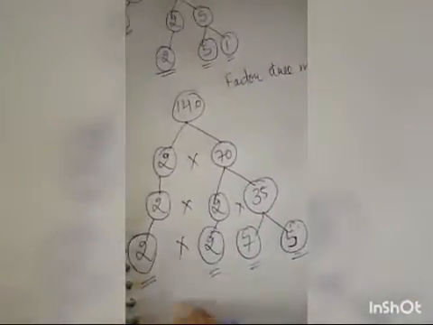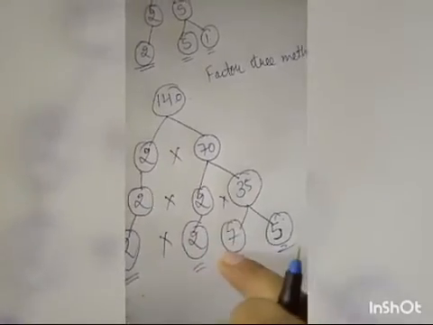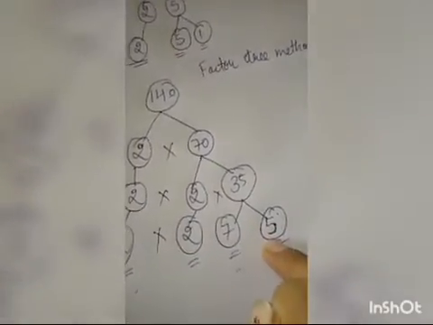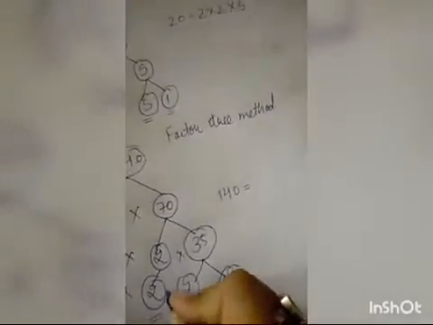So what I will do: 2 2s are 4, 4 7s are 28, and 28 5s are 140. So I will write it like this: 140 is equal to the multiplication of the last nodes, 2 multiply 2 multiply 7 multiply 5. This is a method of writing the factors.